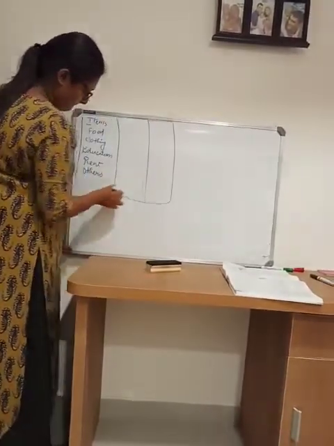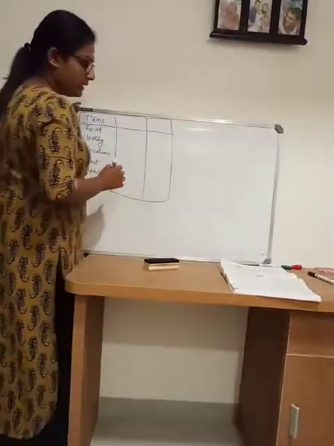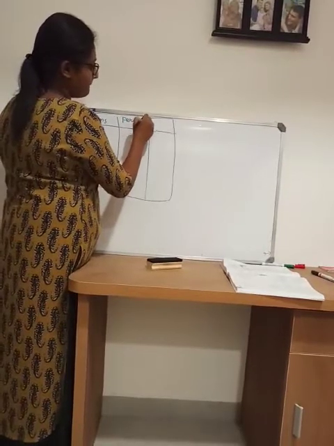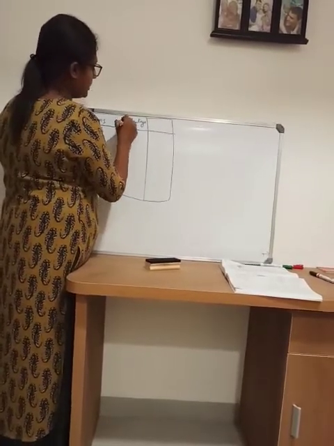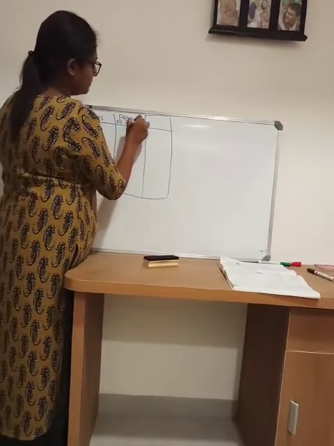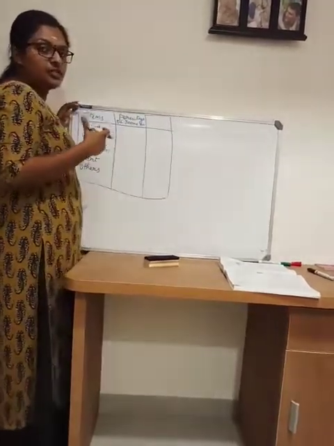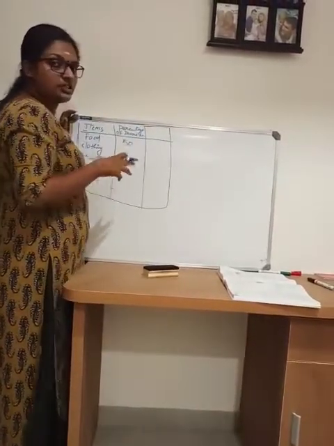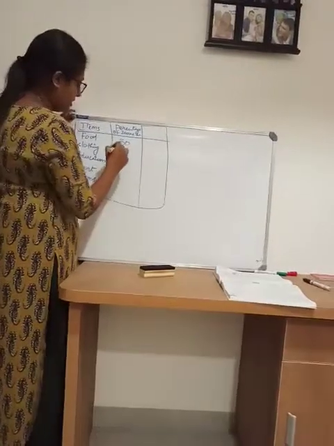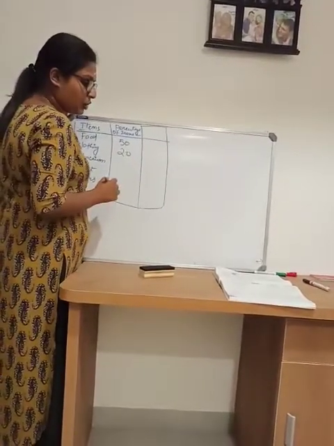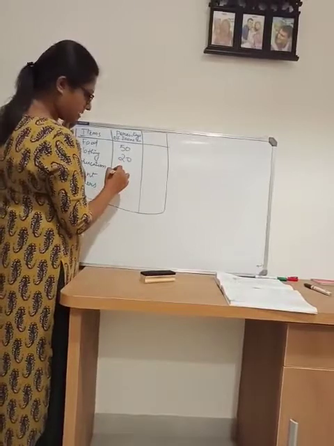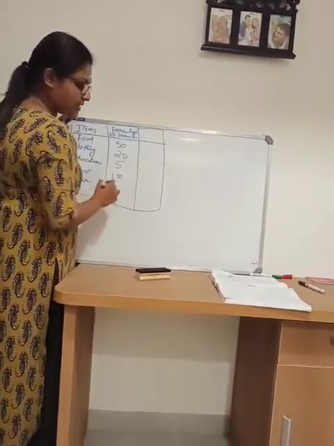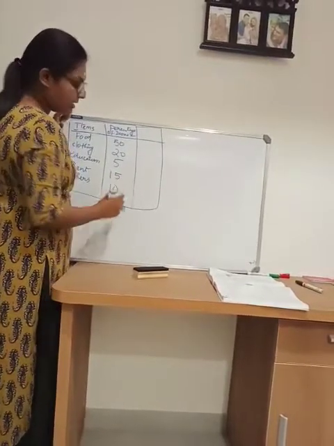Here this is the percentage of income share. That is, how many percent of income is devoted to these things. In food it is 50%. So 50% of the income is going for food purchase. Then 20% of the income is going for clothing. Then 15% is going as rent. Education is 5% and other items is 10%.